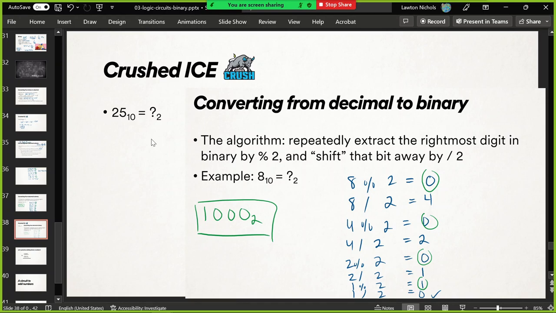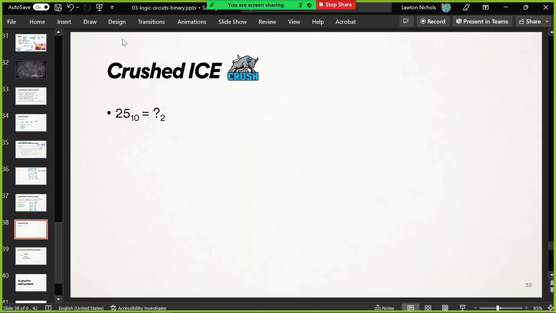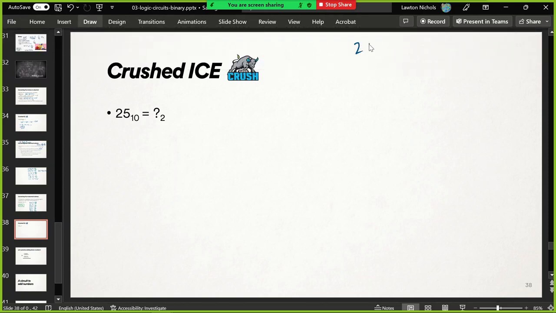All right, so let me walk you through how I might do it, and then you can compare your answer to mine. 25, I'm extracting all the bits of 25, converted to binary. So 25, I want the rightmost bit of that, so I do mod 2. It's an odd number, so it's a 1. There's 1 left over. It goes in 12 times with a remainder of 1.